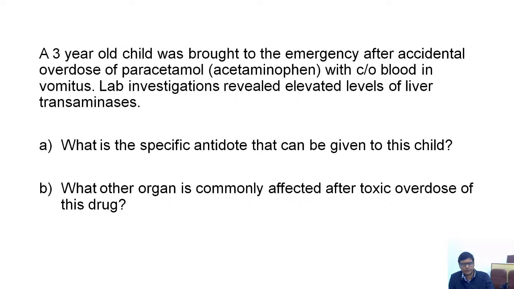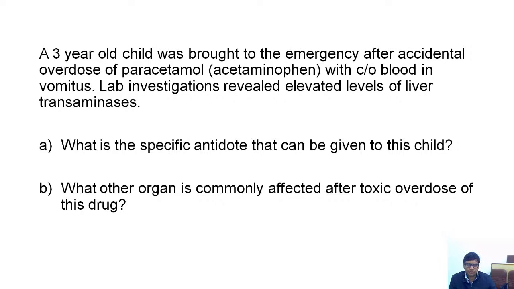Now you are being given this question. A 3-year-old child was brought to the emergency after accidental overdose of paracetamol, acetaminophen, with complaints of blood in vomitus. Lab investigation revealed elevated levels of liver transaminases. So it's clearly mentioned that it's an accidental overdose of paracetamol. You may be given just a case summary, like the patient has ingested this much paracetamol, and then you may be asked what is the toxic dose of paracetamol, what is the fatal dose of paracetamol.